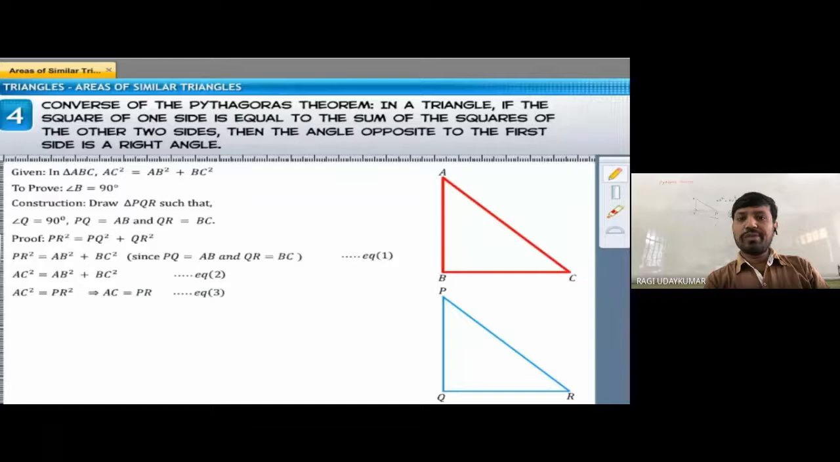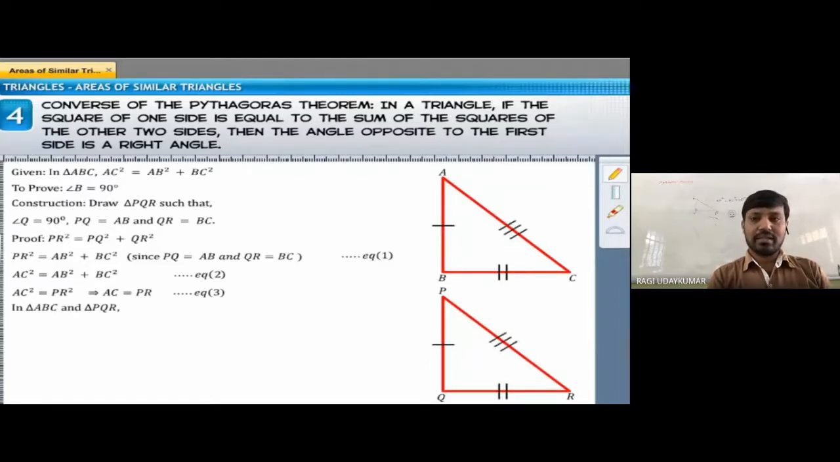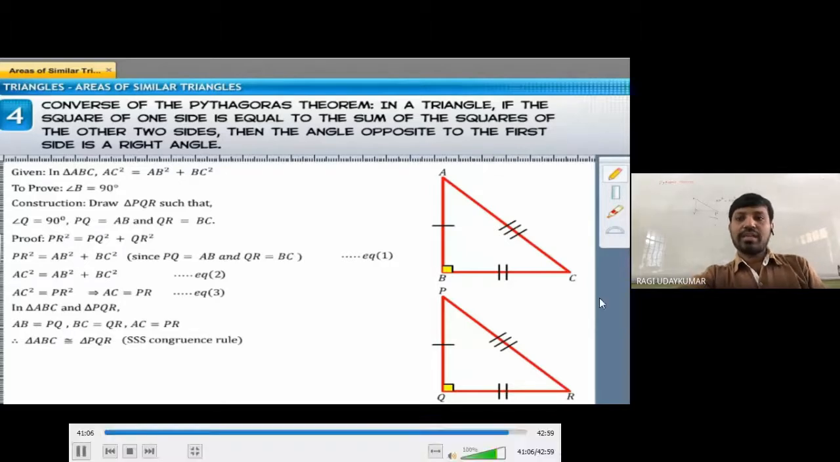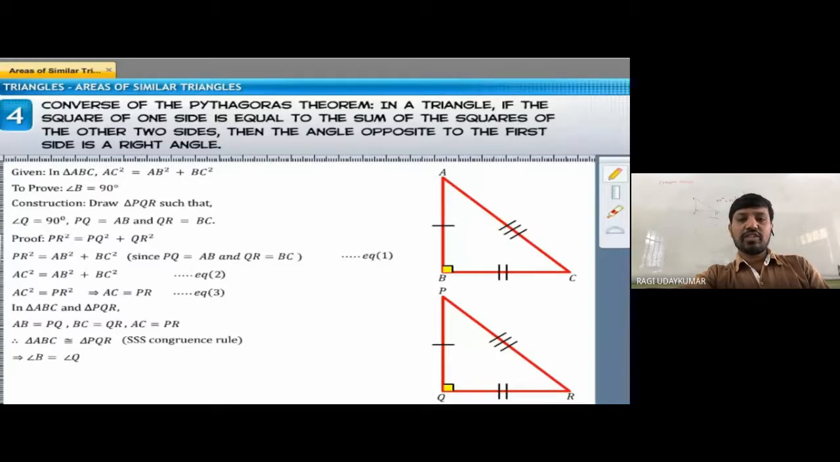In these two triangles, the corresponding sides are equal. We have taken two sides equal, with one angle equal to 90 degrees. So you can say the two triangles are congruent, not similar. By SSS congruency, these two triangles are congruent. When they are congruent, their corresponding angles are equal. Angle B equals angle Q. We have taken angle Q as 90 degrees, so angle B is also 90 degrees.